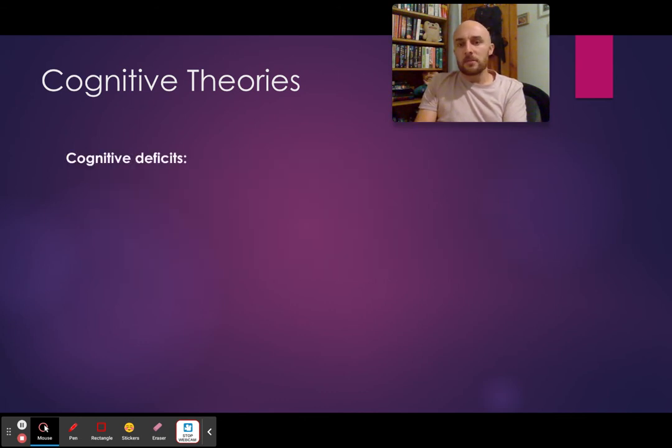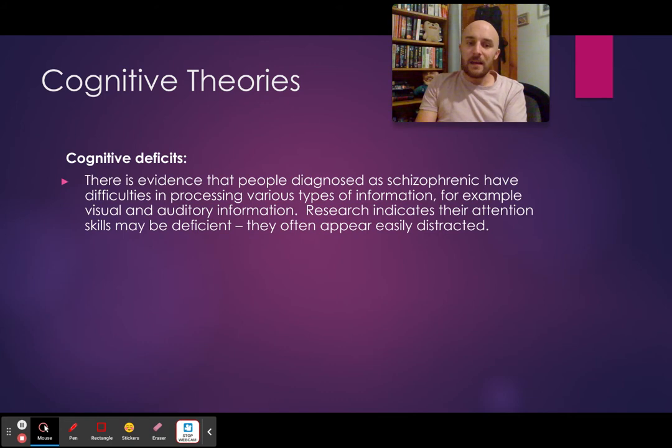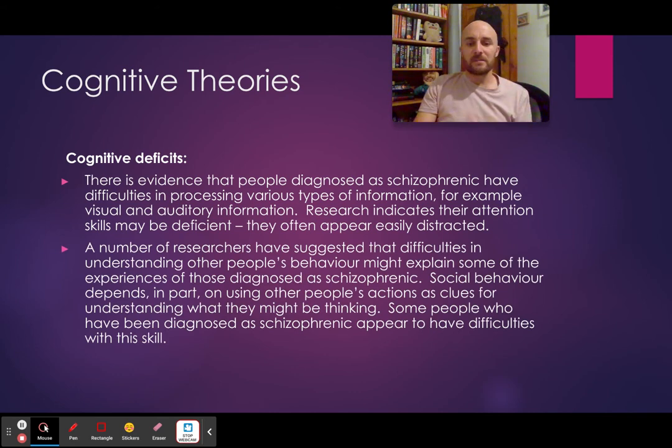Anyway, let's have a look at some cognitive deficits, right? So there is evidence, as it says, that people diagnosed with schizophrenia have difficulties in processing some types of information. So, for example, their attention skills are massively reduced. They appear easily distracted, a little bit like ADHD children, for example. A number of researchers have suggested that difficulties in understanding other people's behavior might explain some of the behavior. So social behavior depends in part on using other people's actions as clues, but people diagnosed with schizophrenia tend to have difficulties.